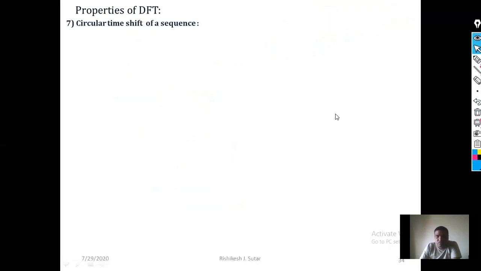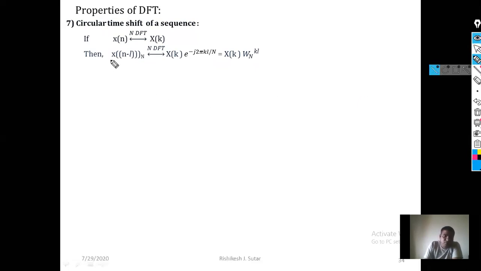So that is the circular time shift of a sequence. Let us go further. So what is the statement? The statement is if x of n has its N-point DFT as X of k, then if I circularly shift the sequence, meaning I do x of n minus l, modulo N, that indicates the N-point DFT.